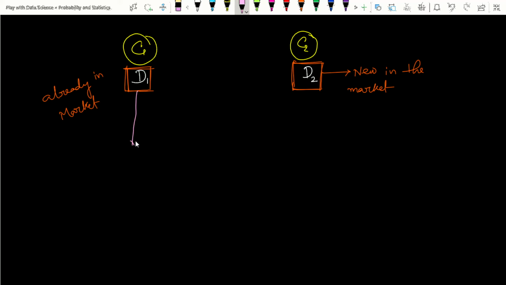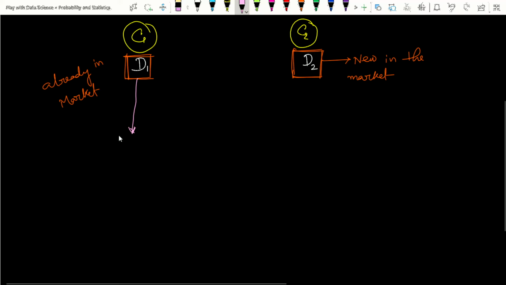Because drug 1 is already available in the market, company 1 knows that this drug reduces the fever in 4 hours. That is data already known, because some patients have already used it in experiments. So from this data we know that drug 1 reduces the fever in 4 hours.